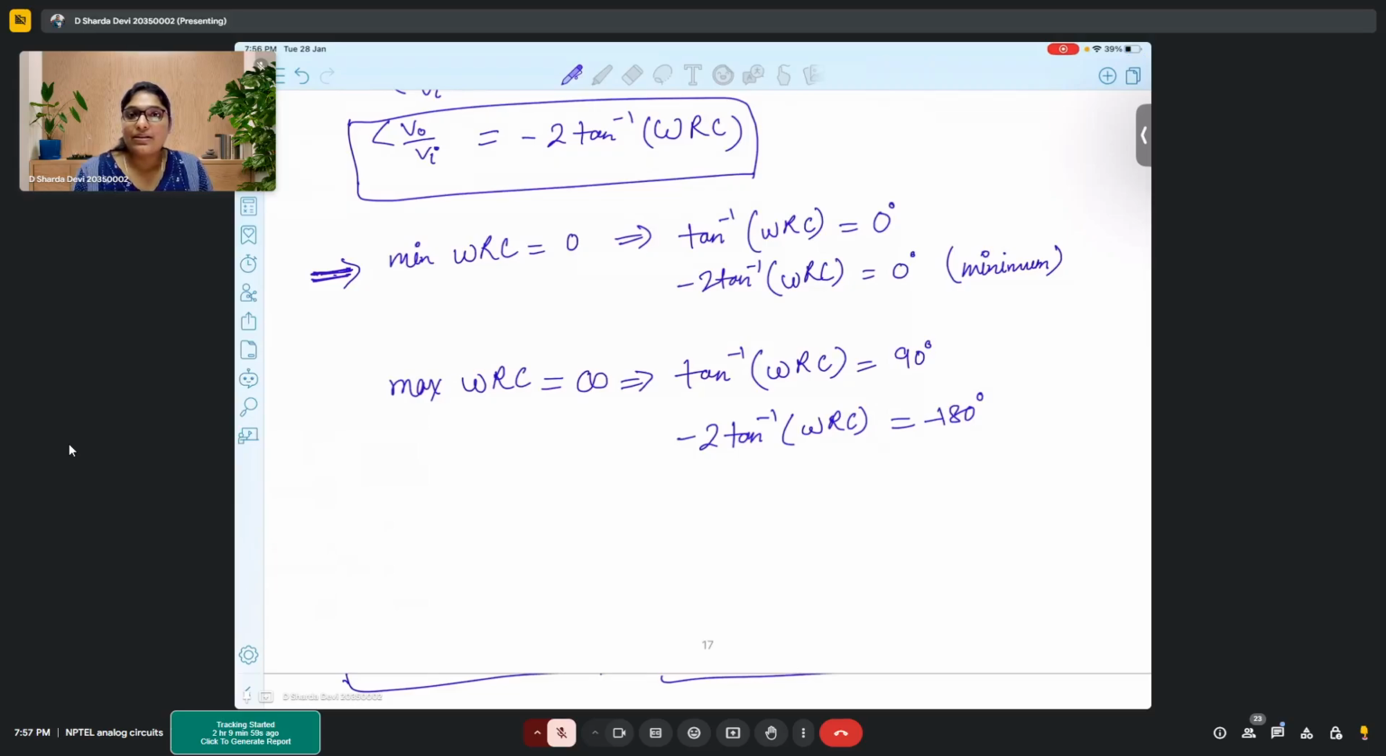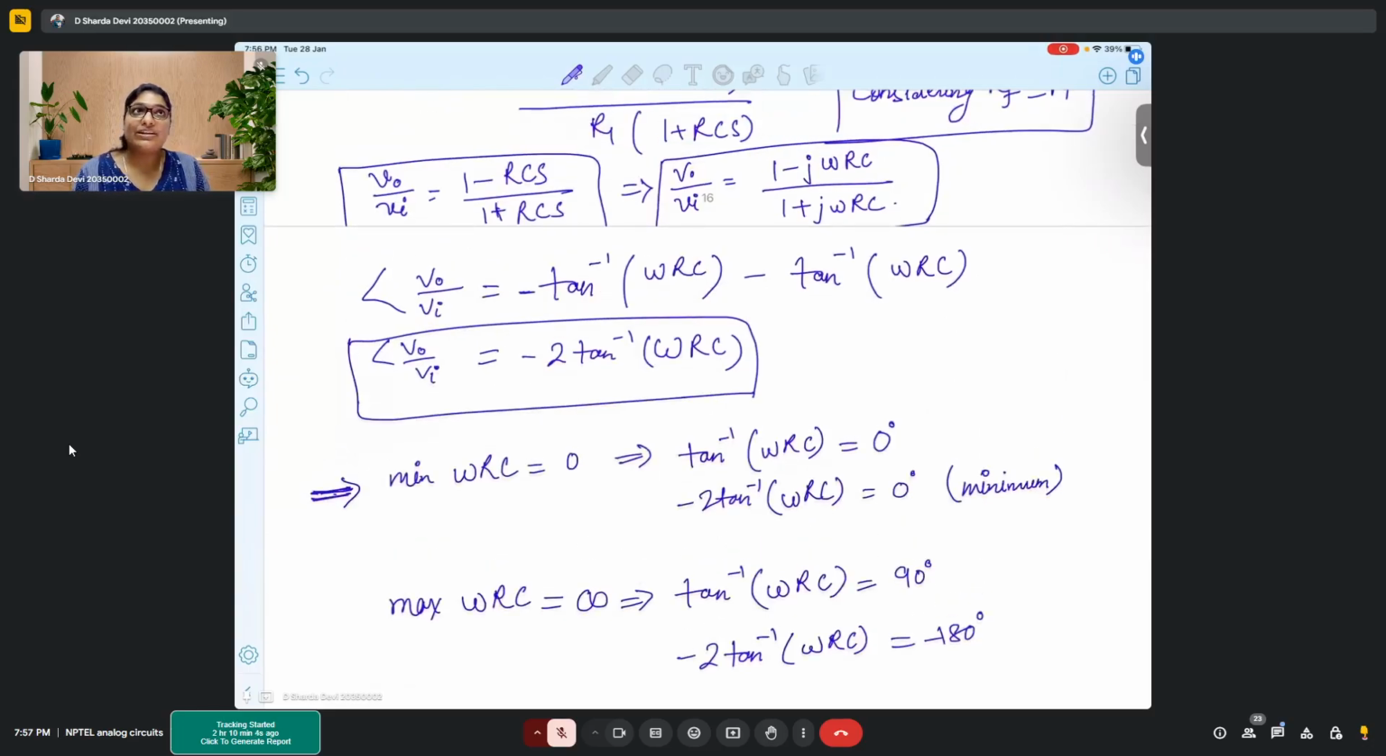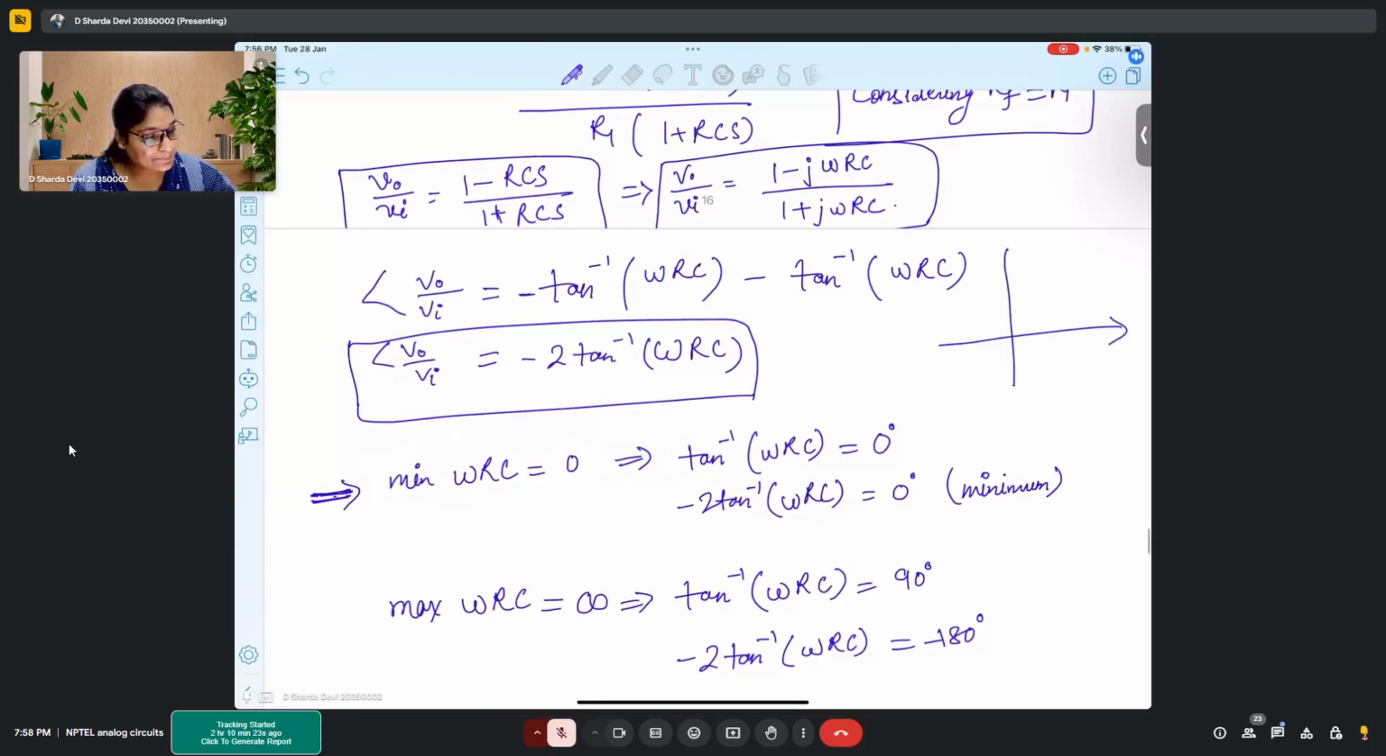How did we get minus 2 tan inverse? Okay, so this comes from phasors, like when you have complex numbers, how to get the phase out of complex numbers. So it comes from there. So why I got minus tan inverse omega RC when I had 1 minus j omega RC, it depends on, so these are 4 quadrants. So in the first quadrant, sine, cos, tan, all are positive, right? Tan, cot, all are positive, correct?